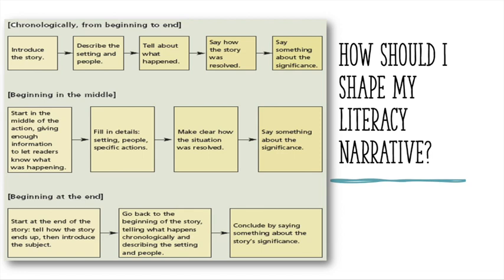The first one is a chronological order. That means we move the audience from beginning to end. We're going to introduce the story, describe the setting and the people, tell what happened, say how the story was resolved or how it ended, and then say something significant about the story.